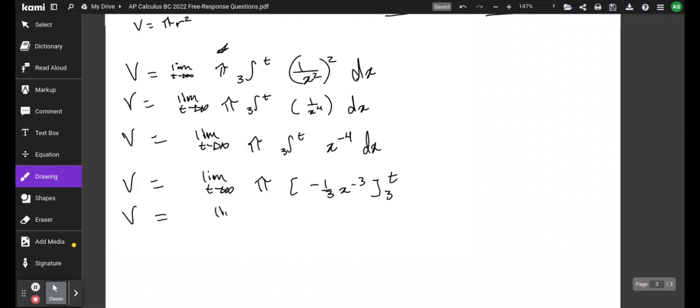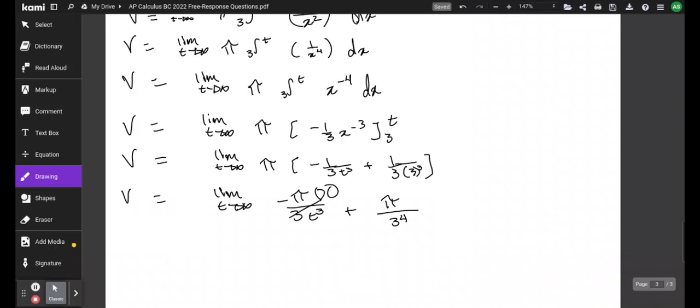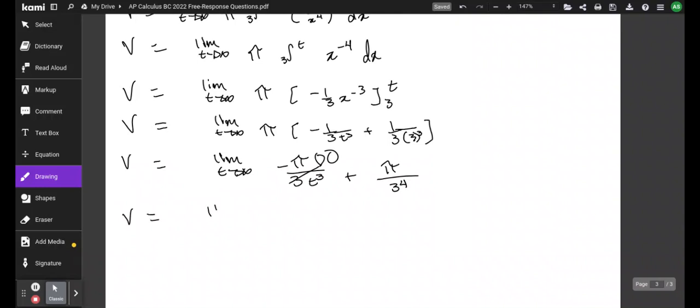So volume equals the limit as t approaches infinity of pi times negative 1/3 over t cubed plus, because there's a negative at the negative 1/3, don't forget that, 1 over 3 times 3 cubed. And volume equals the limit as t approaches infinity of negative pi over 3t cubed plus pi over 3 to the 4th. Since it's the limit as t approaches infinity, this goes to 0, and we are left with volume equals pi over 81. Final answer right here.